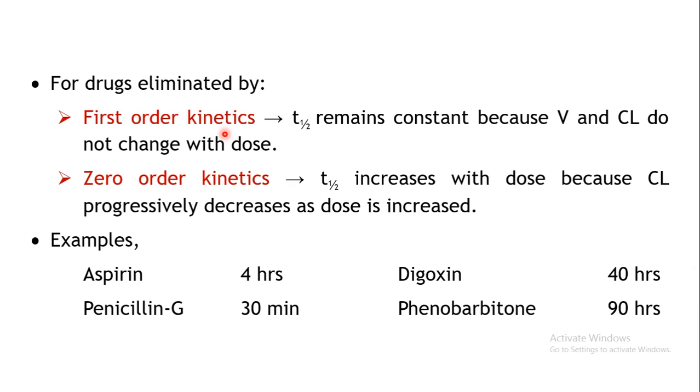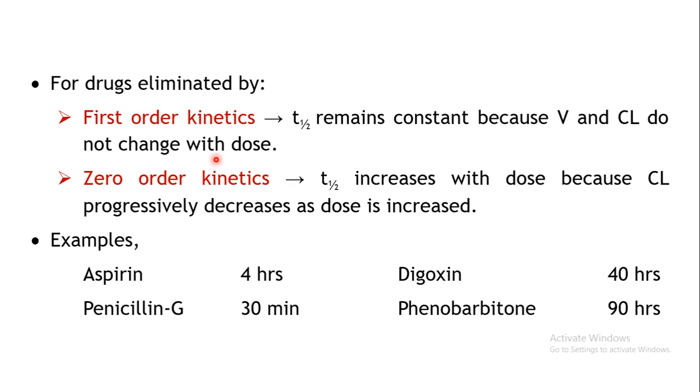Now this half-life will vary depending upon the kinetics of the processes, right? Supposing the processes of elimination follow first order kinetics, what we have seen in the case of clearance is that V and Cl, the clearance, do not change in first order kinetics.